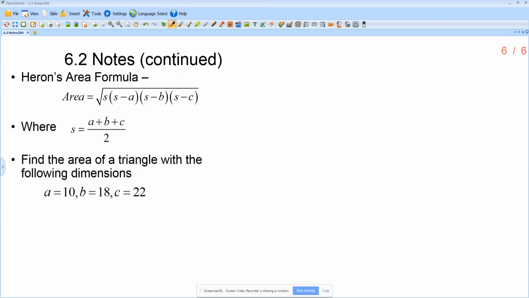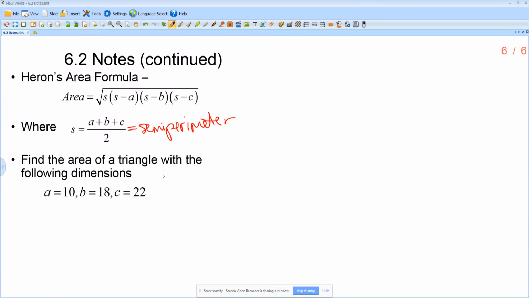And then just Heron's area formula. Heron's area formula is: area is equal to the square root of S times S minus A times S minus B times S minus C. This may look familiar from geometry. If not, don't worry, it's not too bad. Where S is essentially the semi-perimeter. So you add up all the sides and divide by 2. That's called the semi-perimeter because it's half of what the perimeter would be.